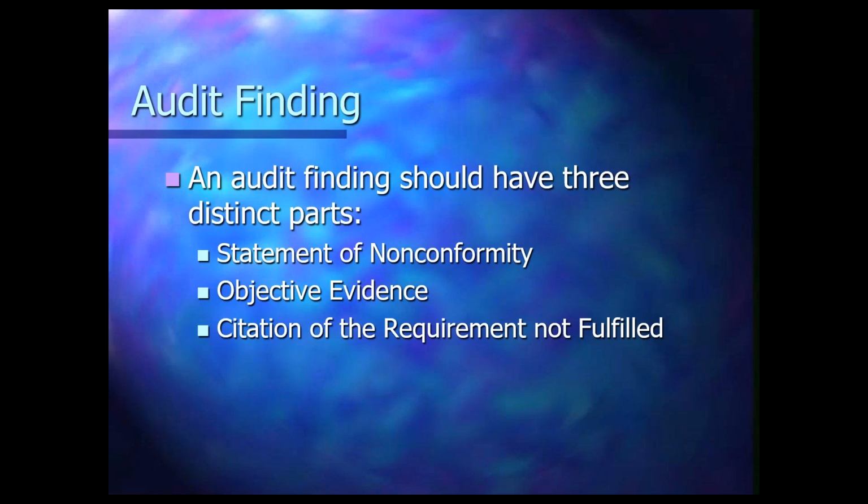Of course, that is the auditing guidance standard that has bearing not just on the types of audits that PJR does, but on internal audits and supplier audits and things of that nature. So those three parts, we'll name them here and then go a little more in depth. Those are statement of nonconformity, evidence, and citation of the requirement that is not fulfilled.